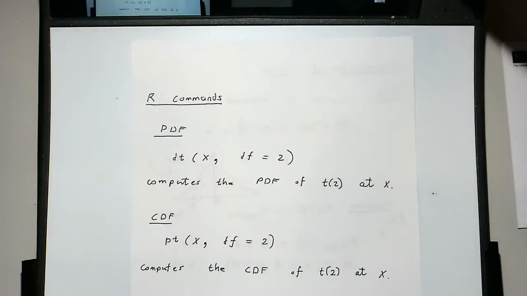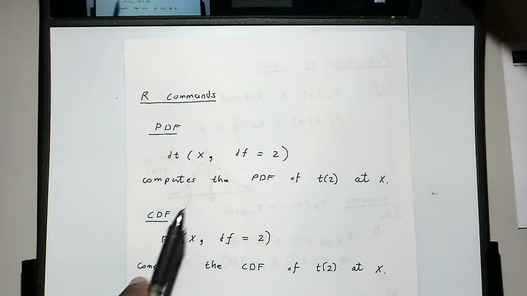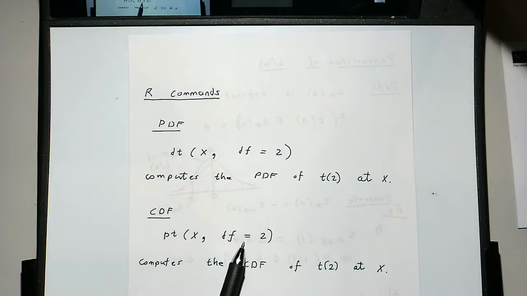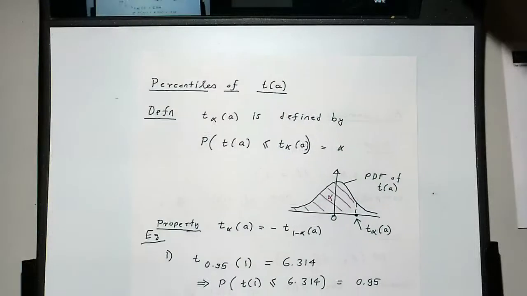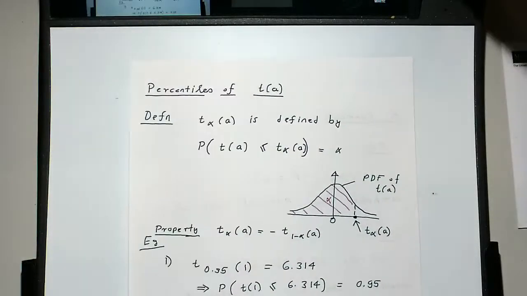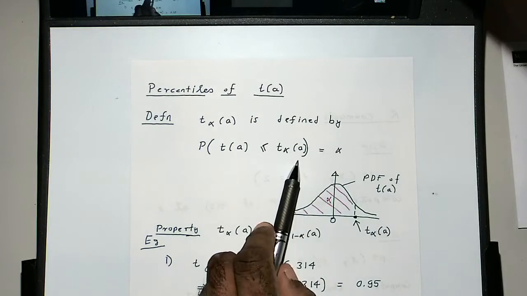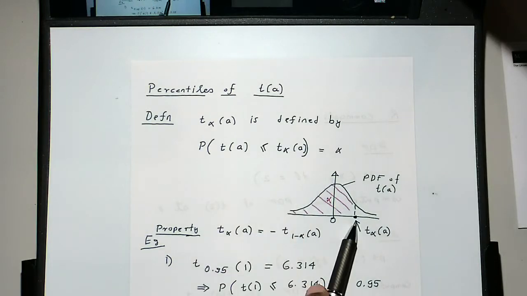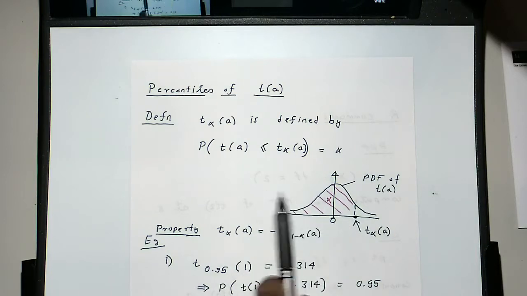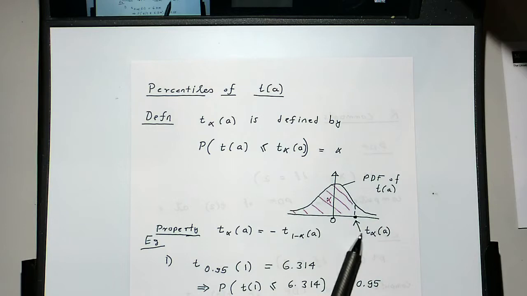The R commands for the PDF and the CDF of a T distribution are this and this, where DF denotes once again the value of the degree of freedom parameter, right? And once again, if you want to read the percentile of a T distribution, this is the equation that defines the percentile. So once again, it's the point below which there's an area of alpha, right? Below this point, that is this area here, has an area of alpha. And this point here is known as the percentile of a T distribution with a degree of freedom.